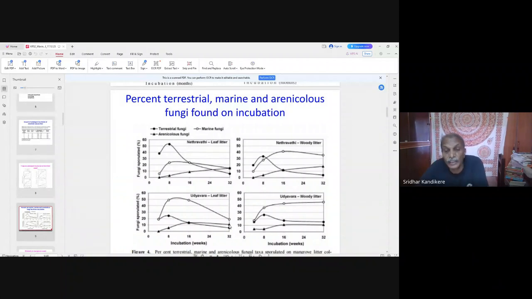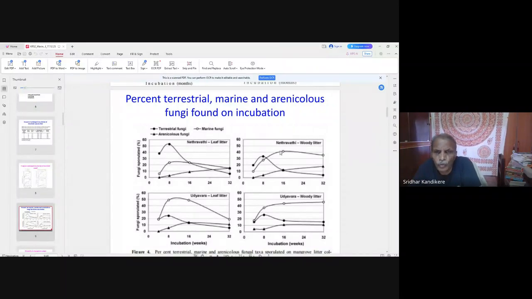Arenicolous fungi are sand-loving fungi. They grow on sand material, and they produce the ascocarp, and then they protect themselves. I don't know how exactly they protect, because sand is always moving, but I will come to that point sometime later. Similarly, if you look into the woody litter, this is on leaf litter.